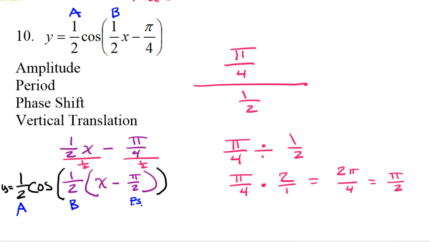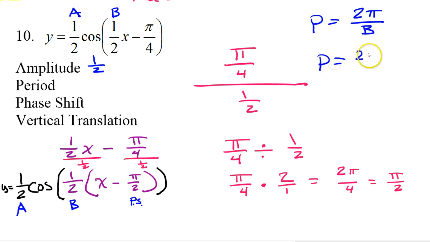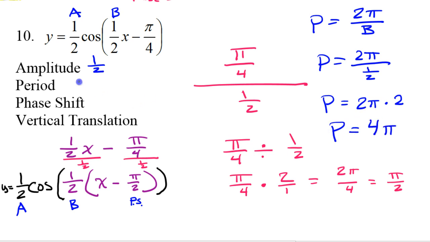So what am I trying to say? The 1/2 in the front tells me that the amplitude is going to be 1/2. How about the period? The period is always 2 pi divided by the b value. So my b value is 1/2. So that's 2 pi divided by 1/2. Again, when you divide by a fraction, you multiply by the reciprocal. So 2 pi divided by 1/2 is really 2 pi times 2. So the period is going to be 4 pi.